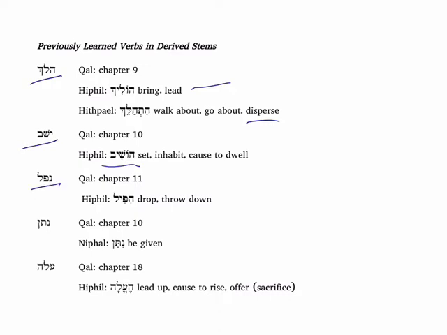We know nafal means to fall. The hifil is hippil, to cause something to fall or to drop it down. Natan, we know, to give. The nifal is passive, nitan, to be given. Notice the assimilation of the nun. This nun is part of the nifal stem. Alah, we know, means to go up, but the hifil, helah, means to lead up, to cause something to go up, and often it means to offer a sacrifice in the sense that you send up an offering in smoke when you burn it.